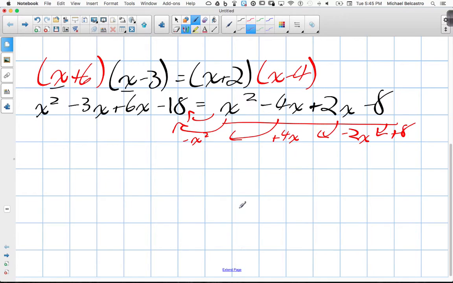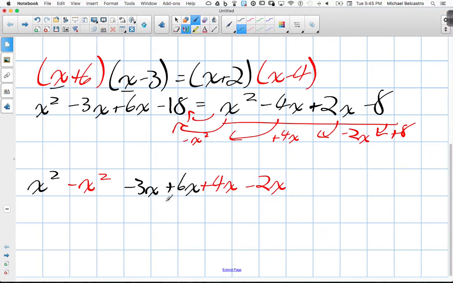So I'm going to actually move everything in one shot, so everything's on one side. So I still have the originals, x squared. I'm going to try to pair them up with their like terms. We have negative x squared. We have negative 3x plus 6x, and we're going to have positive 4x and negative 2x. And I could have combined those before I moved them. It would have made that a little easier. And then we're going to have negative 18, and when I move the 8 over, it becomes plus 8. It's going to be our difference. And now there's nothing left on the right side of this equation.